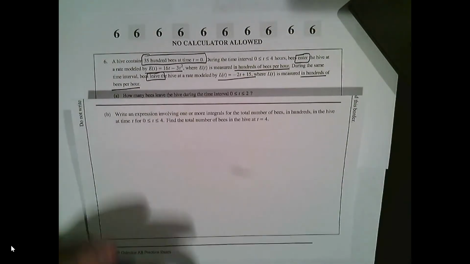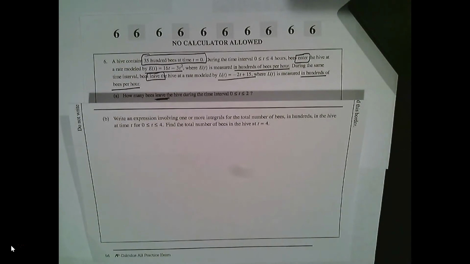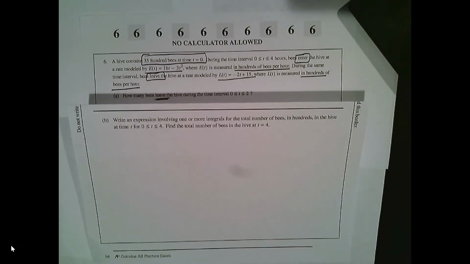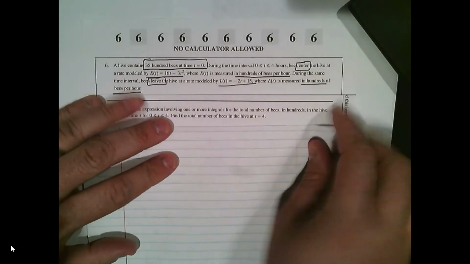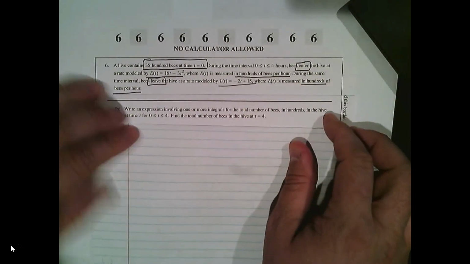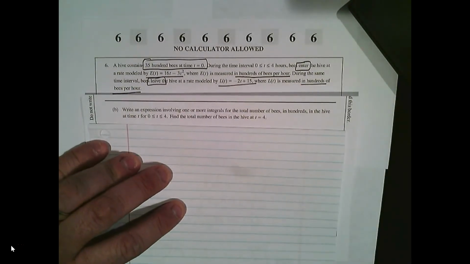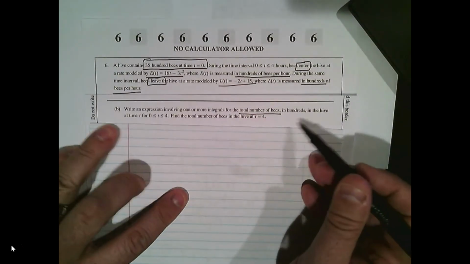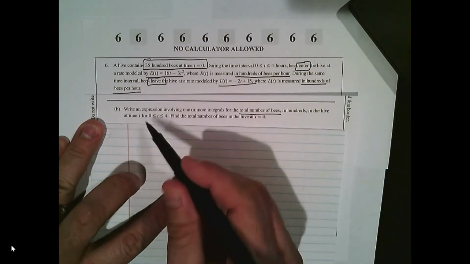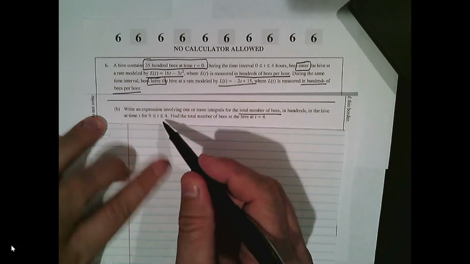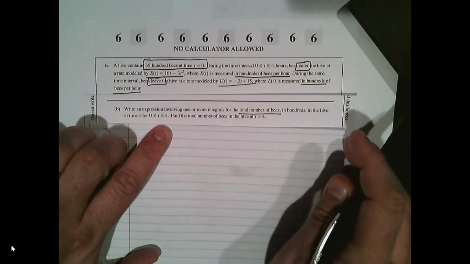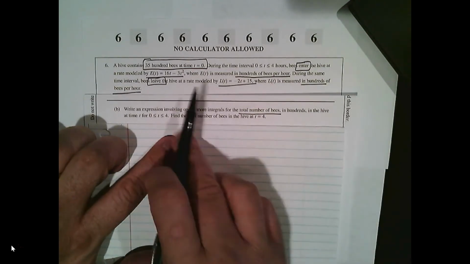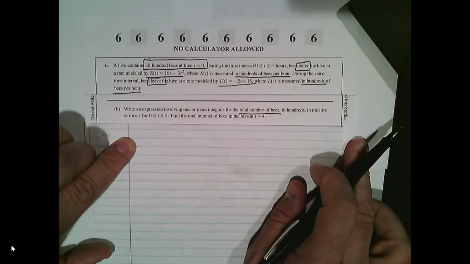In part B, this is the one that tripped up all the students. So I want to make sure I explain this one well. In part B, write an integral expression involving one or more integrals for the total number of bees in hundreds in the hive at time t for 0 less than or equal to t less than or equal to 4. Then find the total number of bees in the hive at time t equals 4.